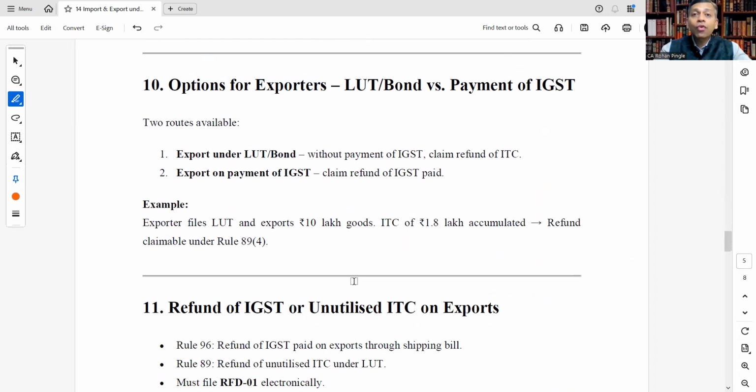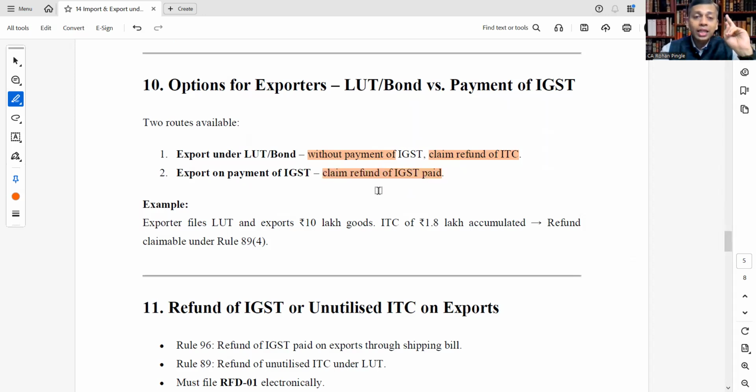Let's see options for exports, that is LUT or bond versus payment of IGST. Two routes are available: export under LUT or bond without payment of IGST, and claim refund of ITC on your imports if used in that export. Or export on payment of IGST, and claim refund of IGST paid.